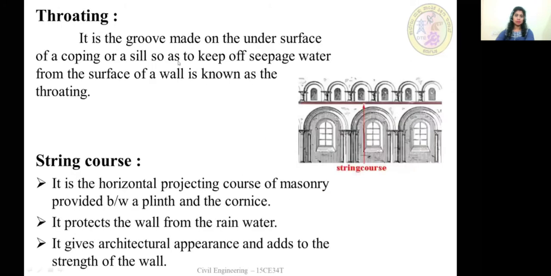See, it is the groove made on the under surface of a coping or a sill so as to keep off seepage water from the surface of a wall, known as throating. Next term is string course. It is the horizontal projecting course of masonry provided between the plinth and the cornice. It protects the wall from the rainwater.